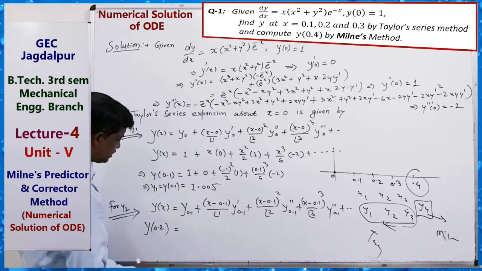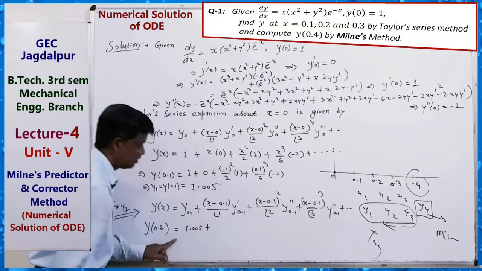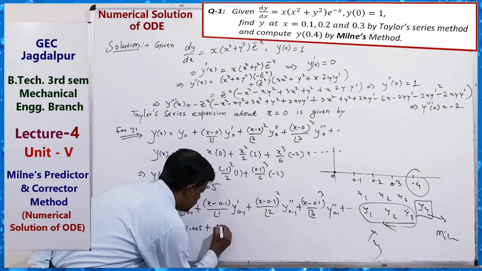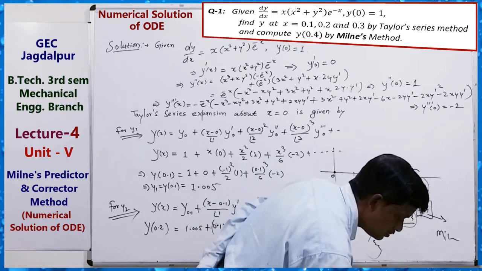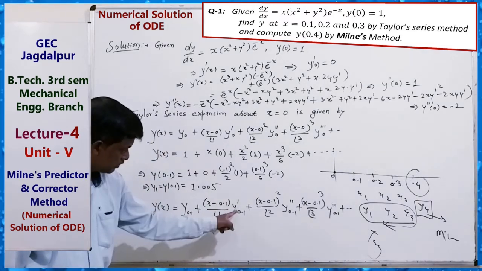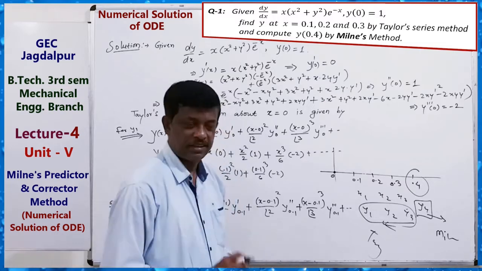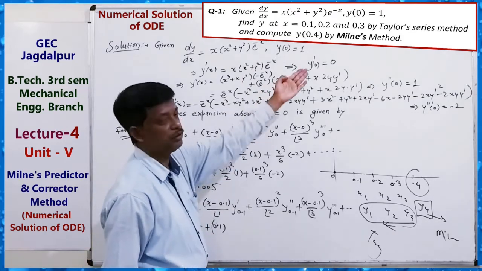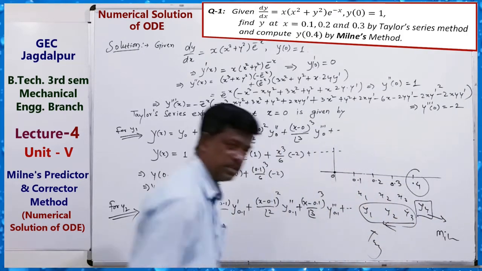The next point is x equal to 0.2. Here y at 0.1 is this 1.005, plus x means 0.2, 0.2 minus 0.1, 0.1. This is y dash at point 1. This can be found by putting point 1 in place of x and 1.005 in place of y. You can calculate that the value is 0.092. Just calculate using a calculator.